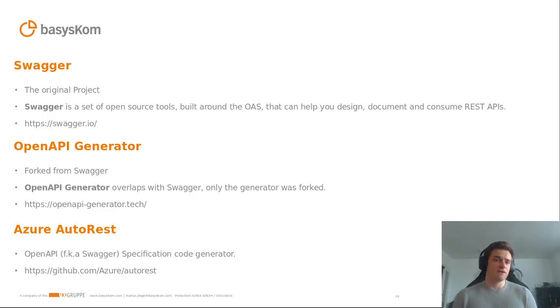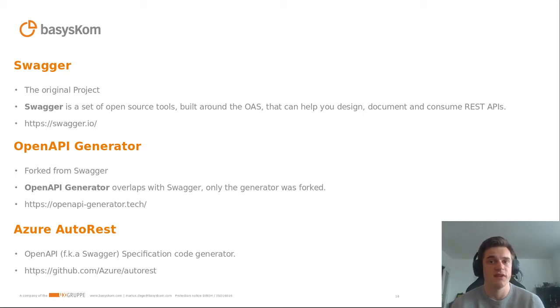First of all, the Swagger project. This is the original project, and this is a set of open source tools that are built around the OpenAPI specification, and that can help you design, document, and consume REST APIs. I put their website here, swagger.io. You can check it out if you want.